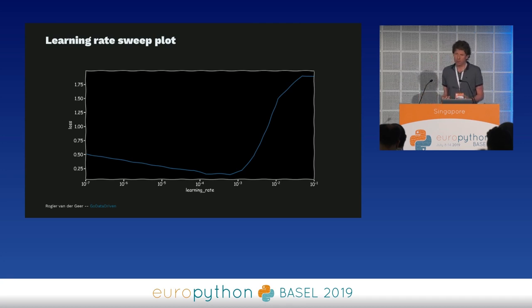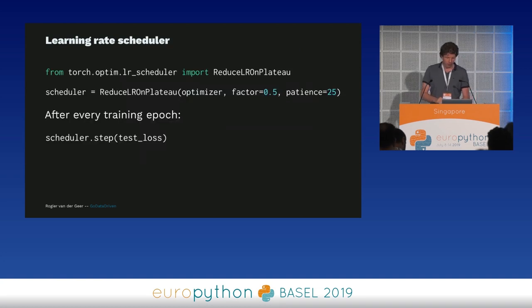But of course, the optimal value also depends on the state of your model. If your model doesn't do anything yet, then probably a very high learning rate is good. While if it's almost there and you just want to squeeze out that last percent of accuracy, then probably a very low learning rate is the right way to go. So for that, we have the learning rate scheduler.